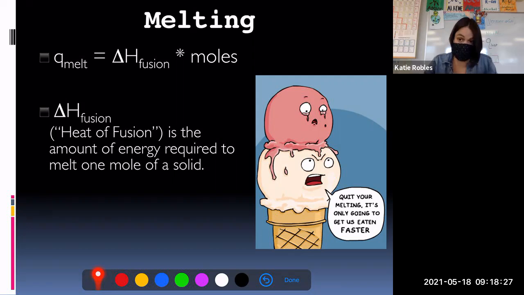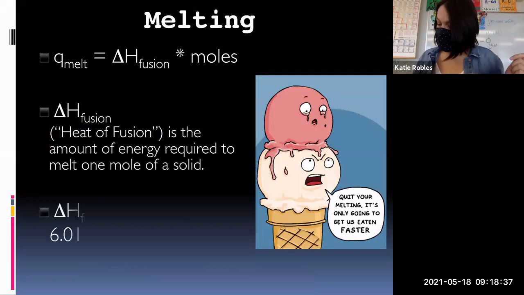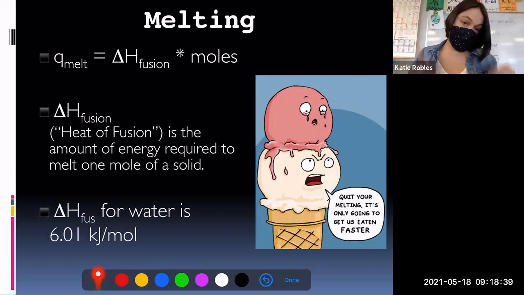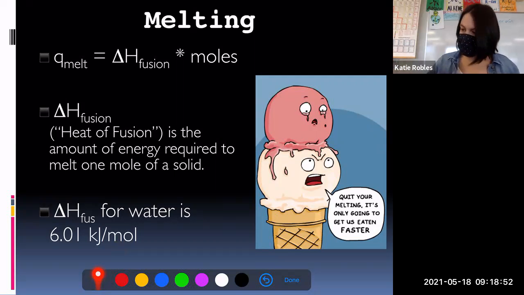You can go to that reference table and you can find values for heat of fusion. It's also attached to the homework today to make it easier to find. The heat of fusion for water is on the back of your periodic table, and you can find it just about anywhere. It's 6.01 kilojoules per mole. And the reason I give you water is because water, we use it a lot.